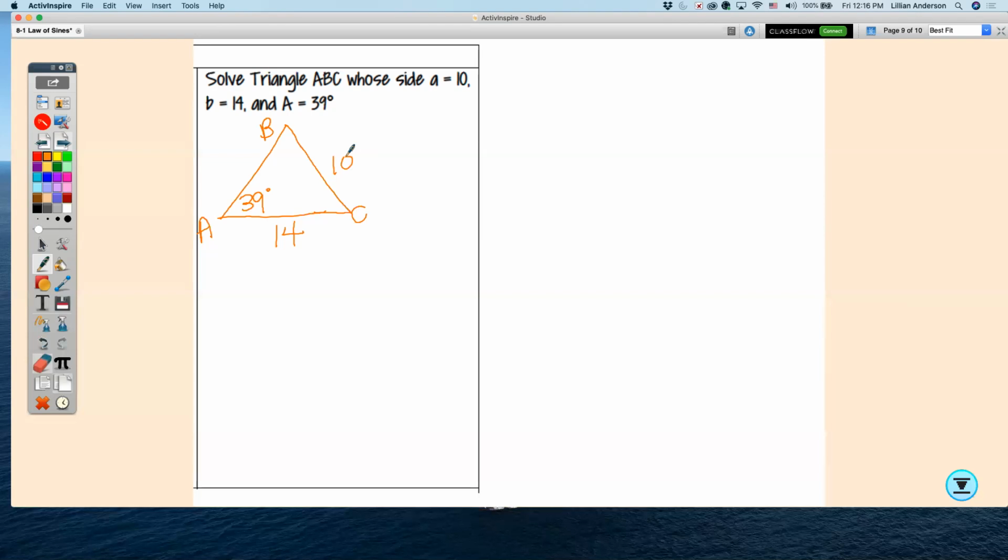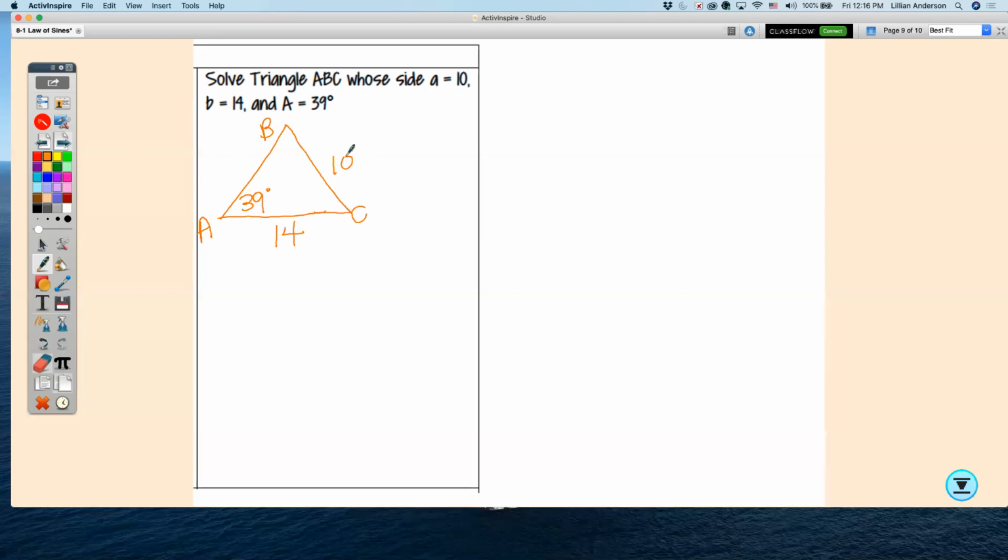Take a look at is your angle acute? Yes, it is. Is the side opposite of that angle smaller than the other side? Yes. So now it's even a stronger possibility that it's going to have 2 triangles. So I'll walk you through it. If at any point in time something doesn't make sense, stop me.